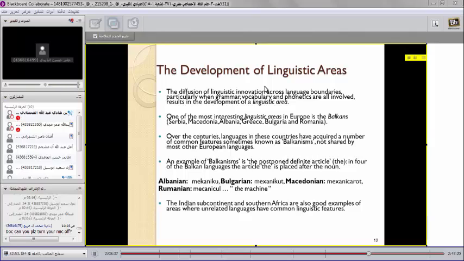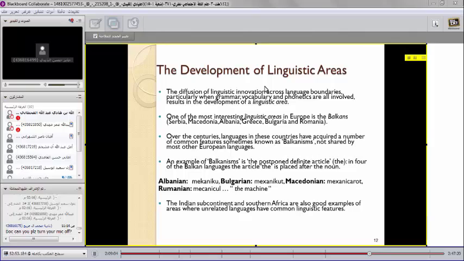One of the most interesting linguistic areas in Europe is the Balkans, which involves Serbia, Macedonia, Albania, Greece, Bulgaria, and Romania. Over the centuries, languages in these countries have acquired a number of common features, sometimes known as Balkanisms, not shared by most other European languages.